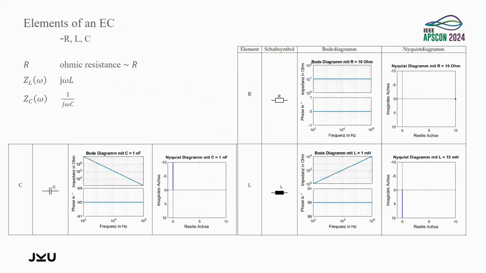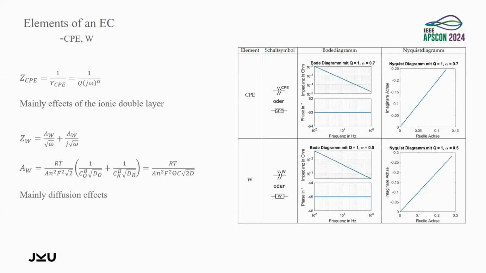So elements of an equivalent circuit are rather boring. We have an ohmic resistance R, whose phase shift is 0 degrees. Then we have, of course, inductance, where the phase shift goes to plus 90 degrees, and the capacitance, where the phase shift goes to minus 90 degrees. So this would be in a normal electrical network. But if we have to deal with fluids and interfaces between metals and fluids, there are two other things. This is, for example, the constant phase element, CPE, and the Warburg element, W.